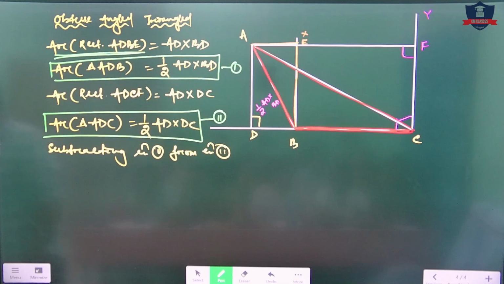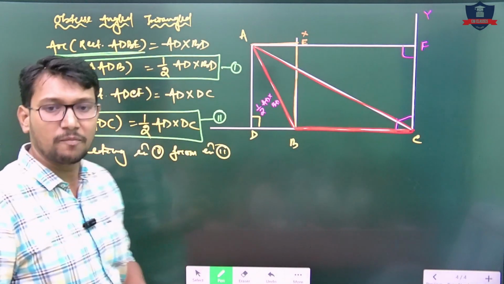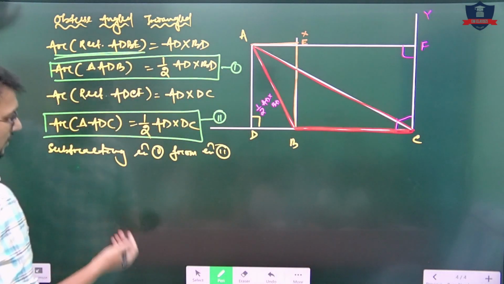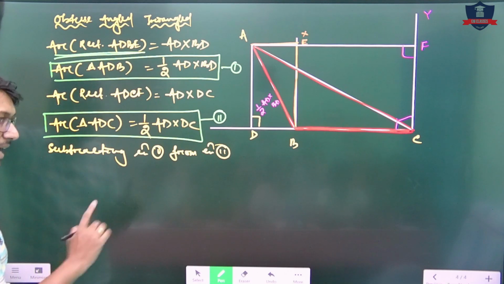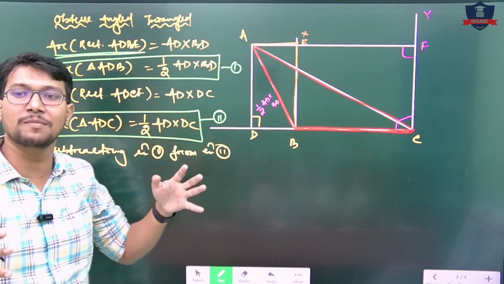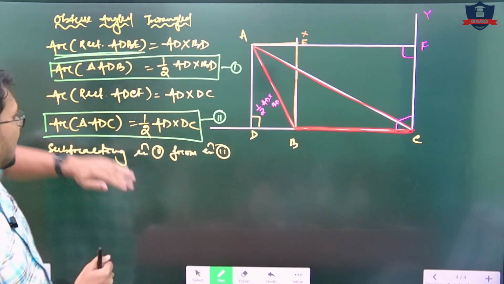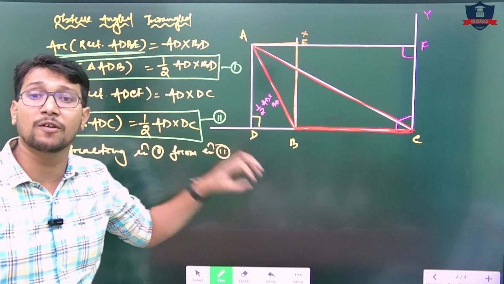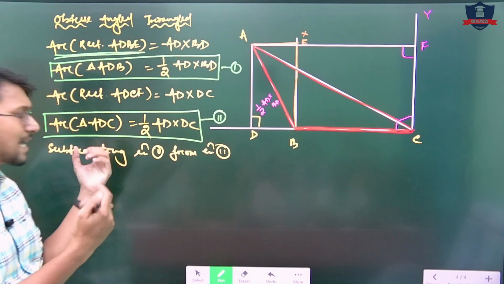Okay, let us come back. Now, subtracting equation 1 from 2. What shall I write? Who can say? Subtracting two equations means LHS minus LHS equals RHS minus RHS. What is the LHS of equation 2? Subtracting equation 1 from 2 means equation 2 minus 1. So what is the LHS of 2?